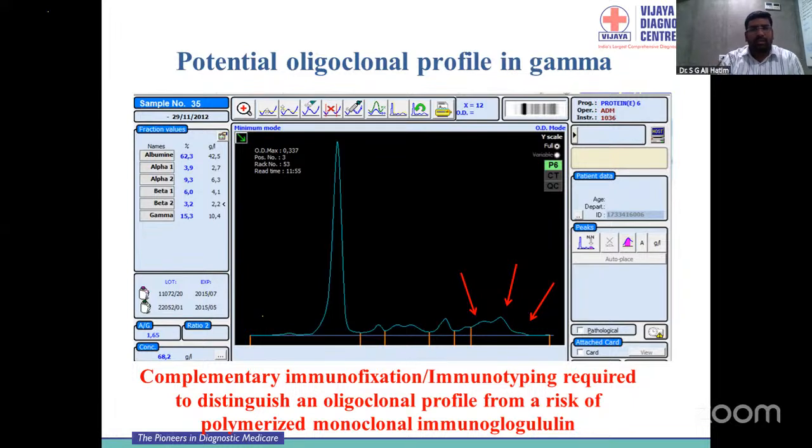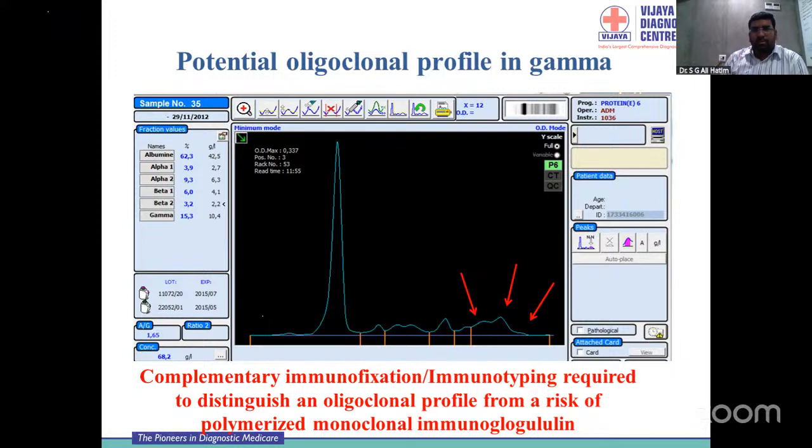If there is an increase in concentration also, we report it as an oligoclonal increase in gamma globulin because the number of peaks is more than one. If it is single, definitely monoclonal, but because it is more than one, two, three, it is an oligoclonal profile.